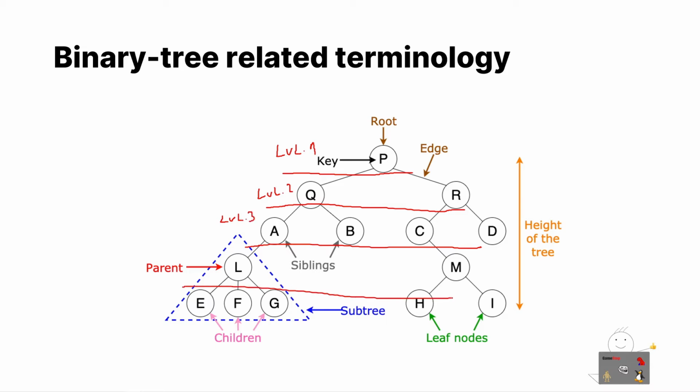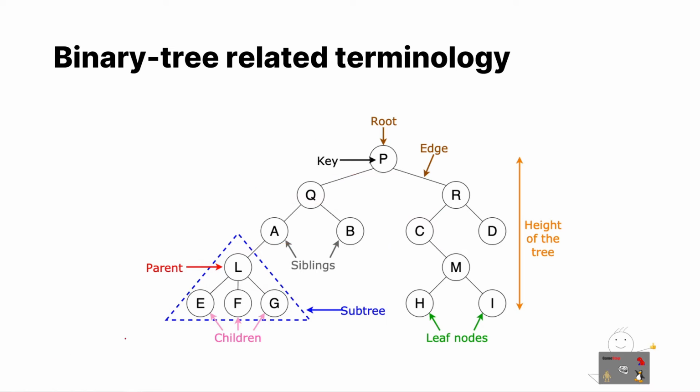Then we have this is level 4. And finally, we have level 5. This is just that simple. We have levels, and levels refers to the amount of generations from the root node.